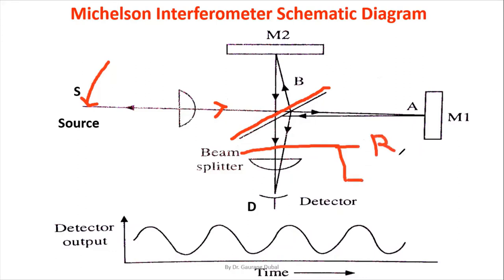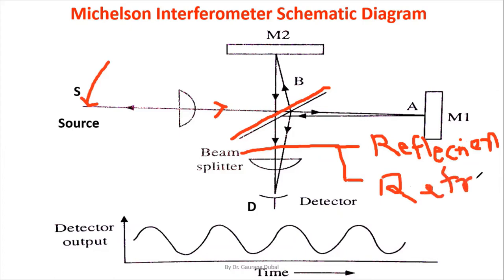First one, reflection. Another one, refraction. Here one is reflection, another is refraction. रिफ्लेक्शन क्या होता है? परावर्तन, यानी कि लाइट वापस आएगी. And refraction means the angle of the light will change. रिफ्रेक्शन यानी वक्रीभवन, right? So these two phenomena are going to happen here.